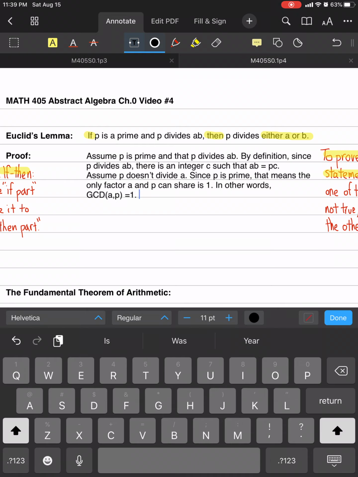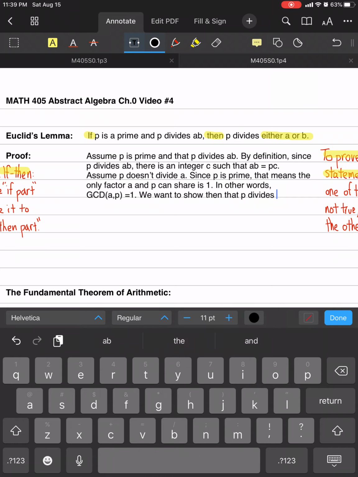Now at this point, it might be useful for us to remind ourselves where we're going here. So we want to show then that P divides B. Okay, so that's where we're going from here.